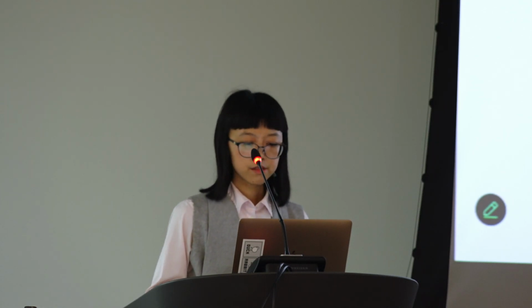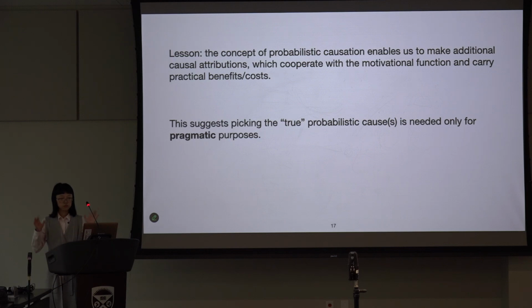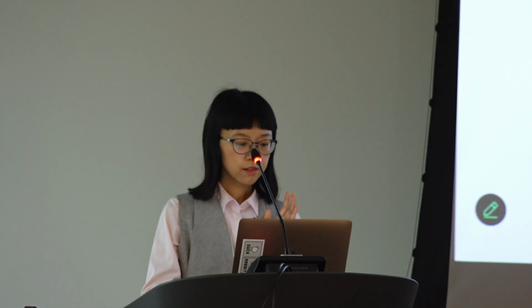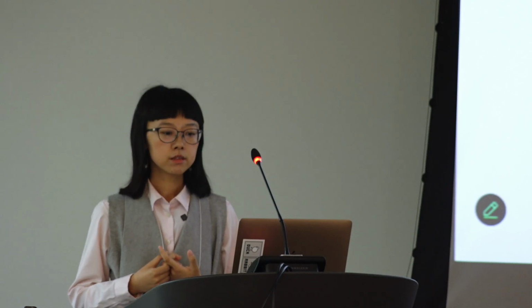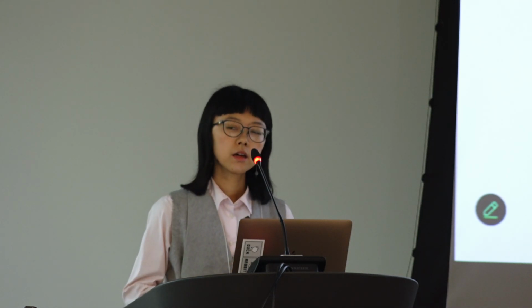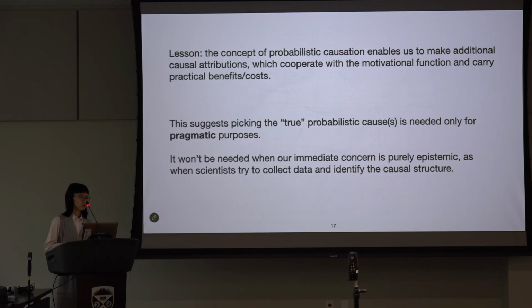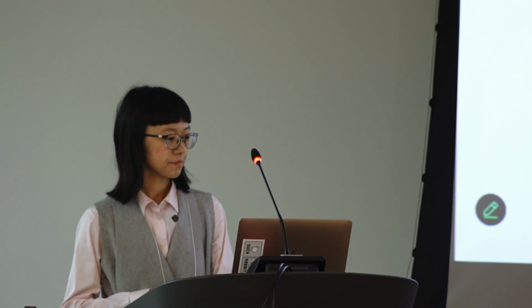Now, what that so far suggests is that picking the true probabilistic cause or causes is needed only for pragmatic purposes. In other words, it should not be needed if our immediate concern is purely epistemic, as when scientists try to collect data and identify the causal structures behind the data. This I will demonstrate in the rest of the talk.